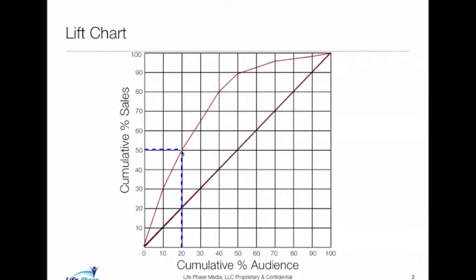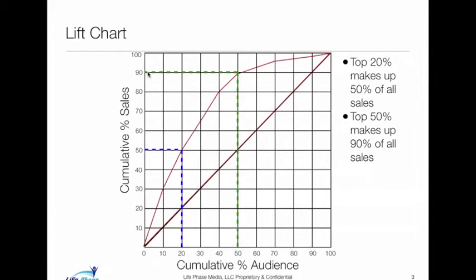We only contacted 20% of who was available, and we generated half of the sales. Similarly, what happens if we go to 50% of the audience? Following the line up, we're going to generate 90% of the sales. Think about that. We can expose just half of the audience to this offer, and we will generate 90% of the revenue. So the top 20% makes up 50% of all sales. The top 50% makes up 90% of all sales.